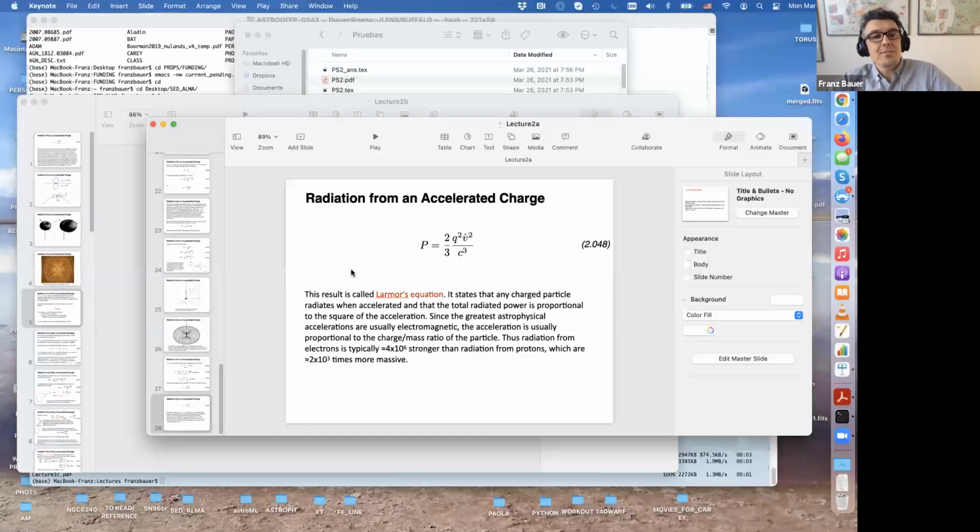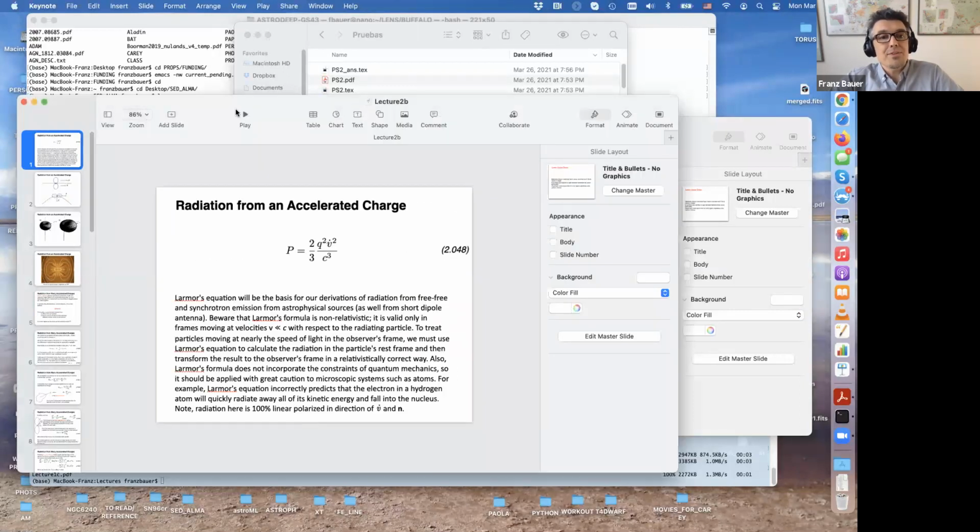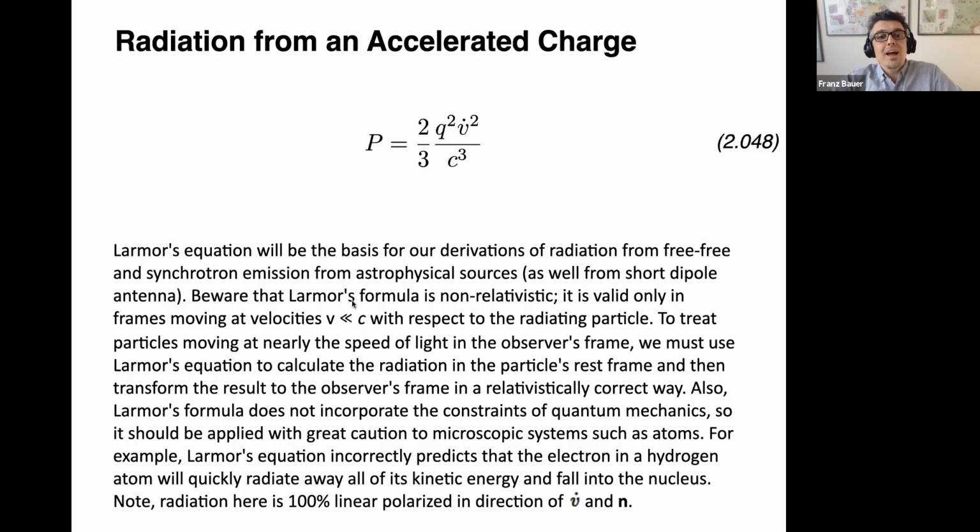Okay, so those were the last 2 slides of the last lecture I didn't quite get to. And so here we are at the start of this lecture. As I mentioned, this will be the basis for all of our derivations of free-free emission, which is electrostatic Coulomb interactions, and synchrotron radiation, which is magnetic field electron interactions. We can consider these to be our basic fundamentals for the next month or so.